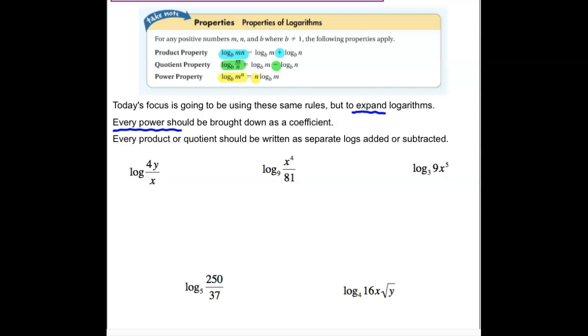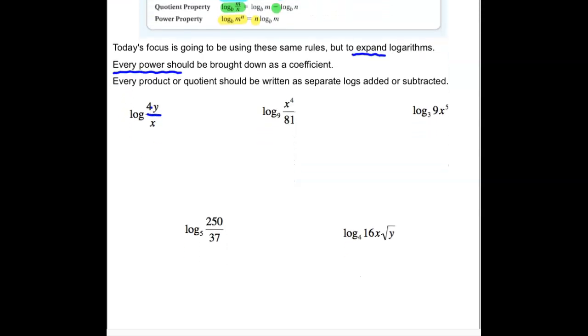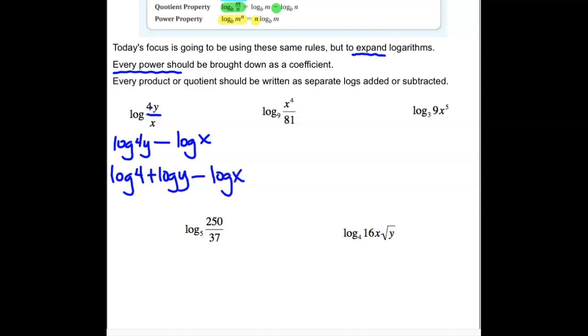So when I look at the first example here, I see a product, the 4 and the y are being multiplied, but I also see division. So I'm going to pull this apart in 2 steps here. The first one, I'm going to split up this division. It's going to become the log of 4y minus the log of x. When you expand, each piece is going to have a log expression on it. Then I can expand the product, the 4 times y, and split that up into the log of 4 plus the log of y, and then minus that extra log of x that we had from the first step. And that's completely expanded. There are no powers to deal with.